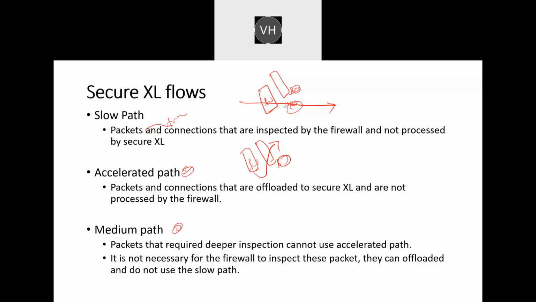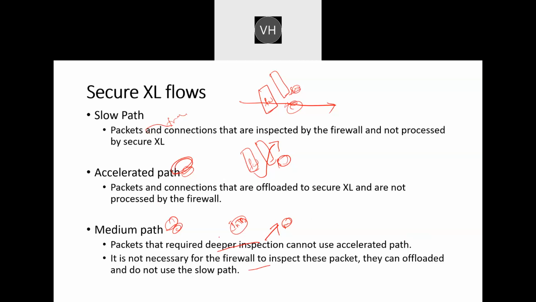And in the medium path, if there is any intrusion prevention system, IPS, or any malware, it will be taken care of with the medium path. These are packets that require deeper inspection. Only when we think any malicious content is available do we go for deeper inspection, right? In the case of deeper inspection, they can't use the accelerated path, so it will go through the firewall and the virtualized software, I can say.